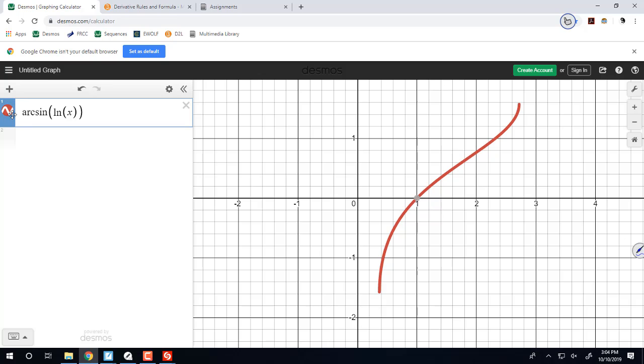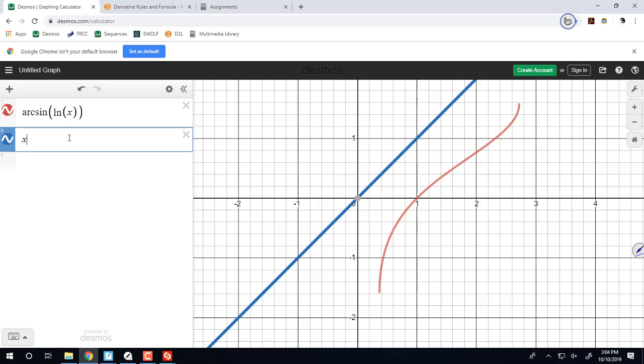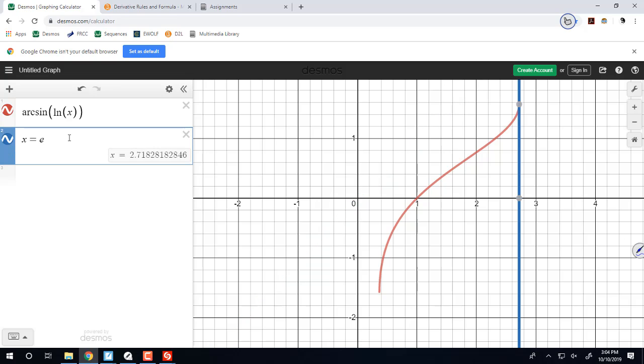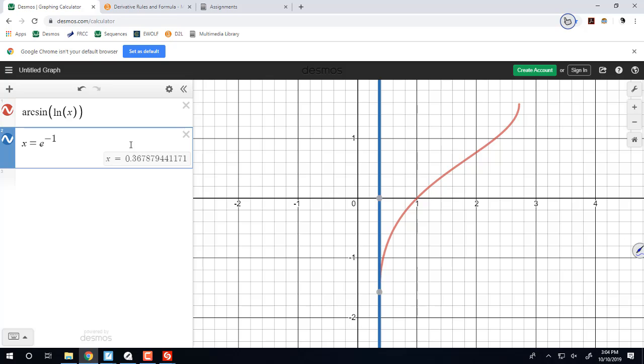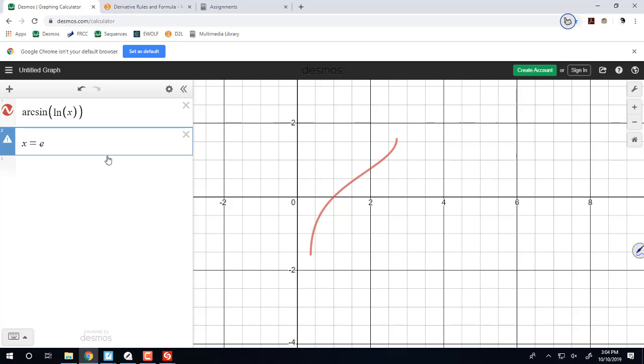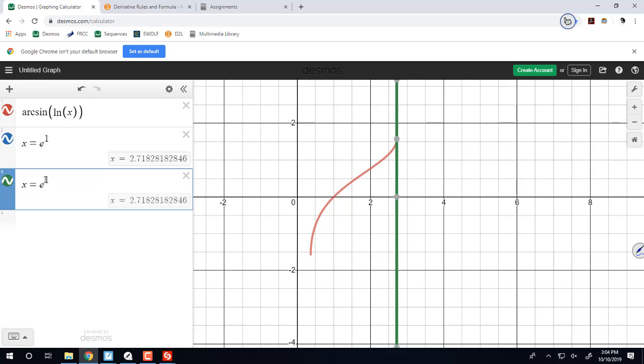So if we look at it, here's arc sine, or inverse sine, of the natural log of x. Let's just put our e to the negative 1 here. That gives us the boundary on this side, 0.368. And if we did e to the first, that's right there. Does that make sense? So we're just visually verifying that the inverse sine of natural log is in between e to the negative 1 and e to the 1.